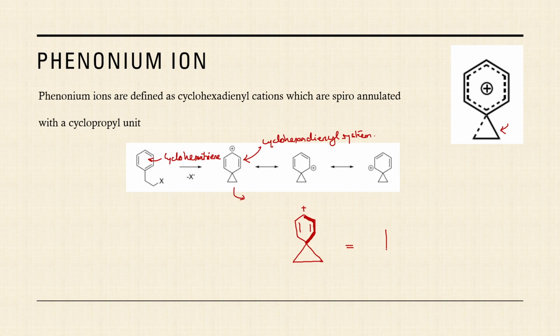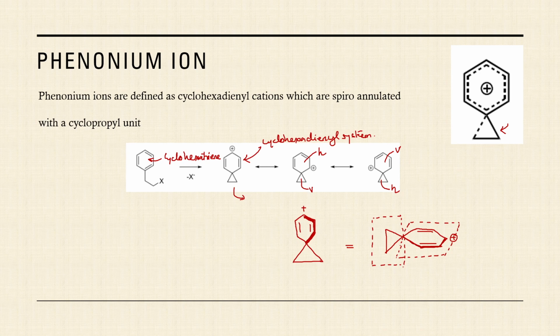This part is present in a horizontal plane, while this part is present in a vertical plane. ओके, अगर ये वर्टिकल प्लेन में प्रेजेंट है तो ये हॉरिजॉन्टल में प्रेजेंट है. अगर ये वर्टिकल में प्रेजेंट है तो ये हॉरिजॉन्टल में प्रेजेंट. So they are in the form of a spirane unit. ओके, this is a phenonium ion.